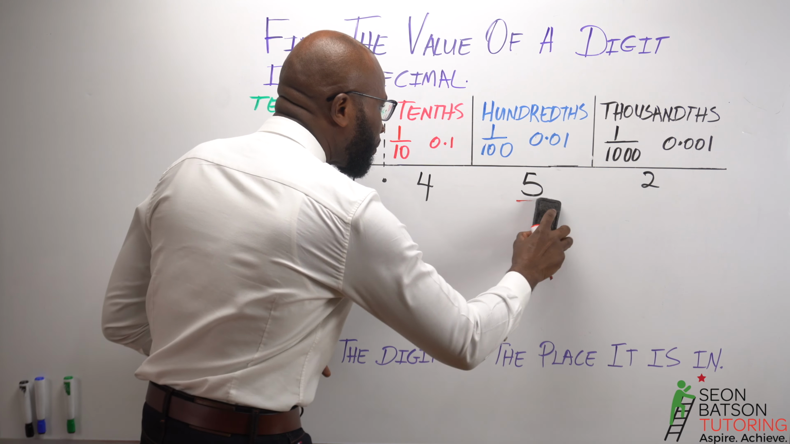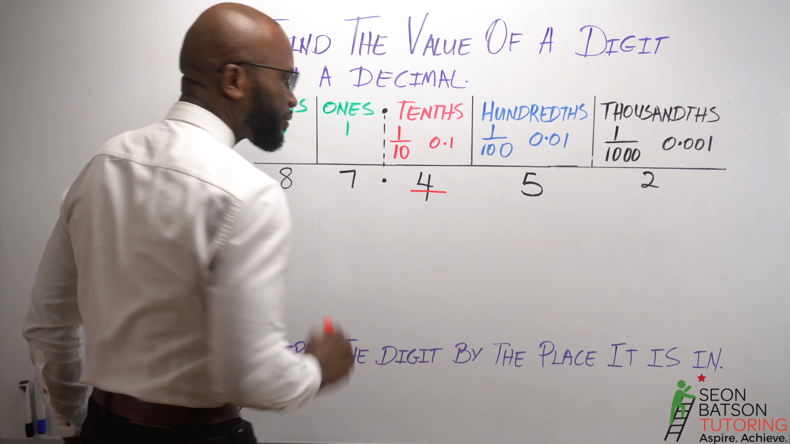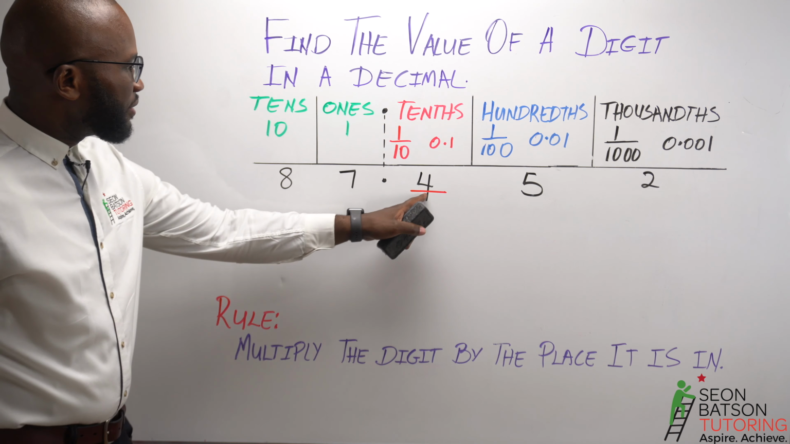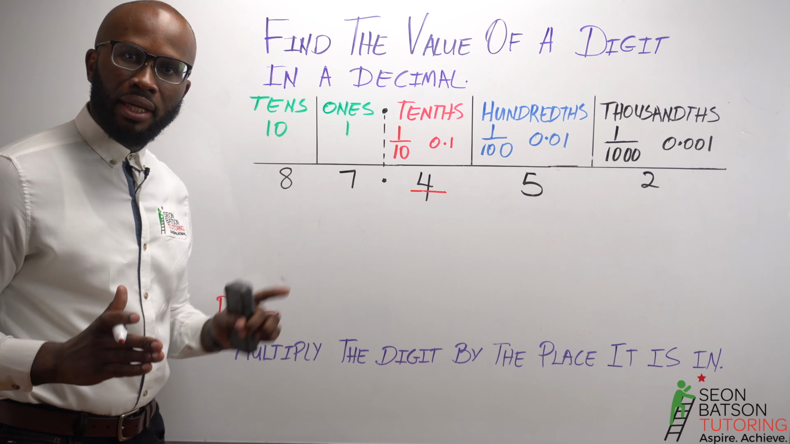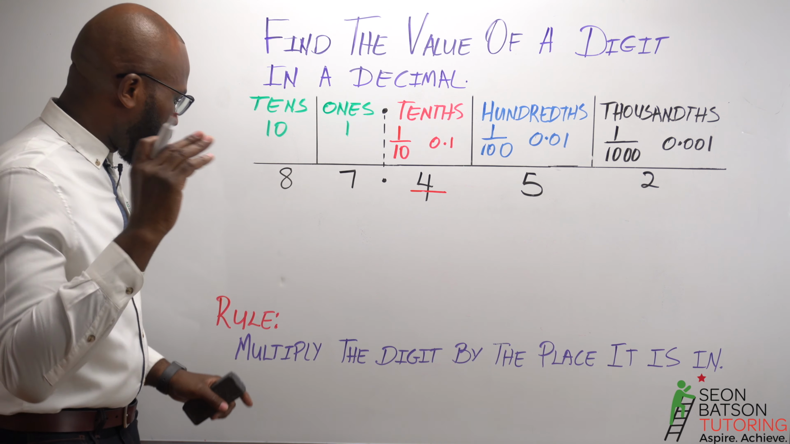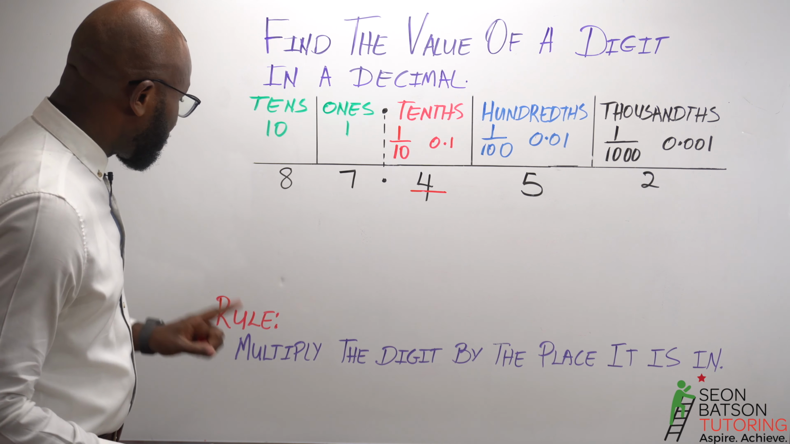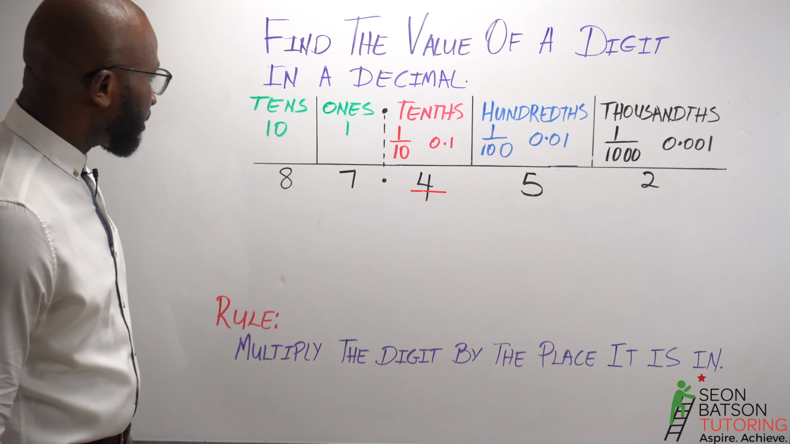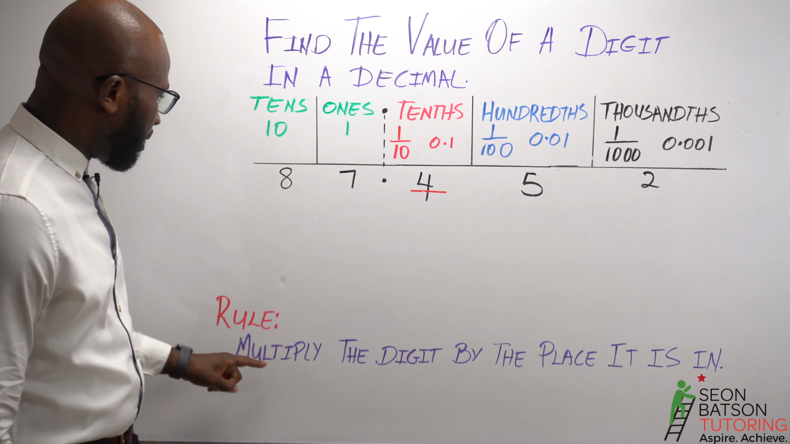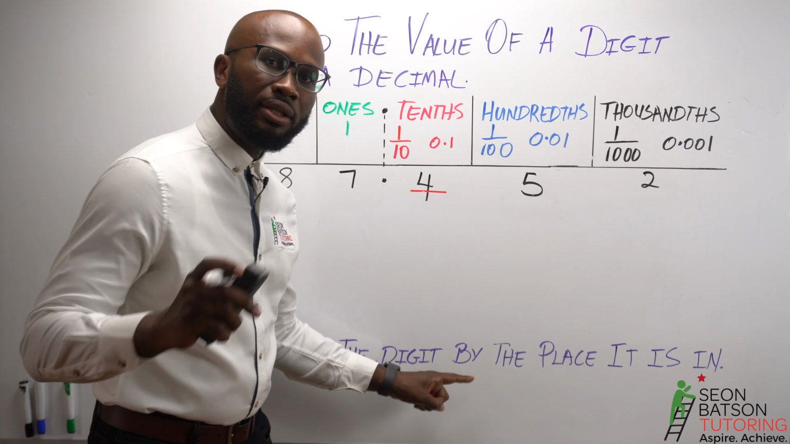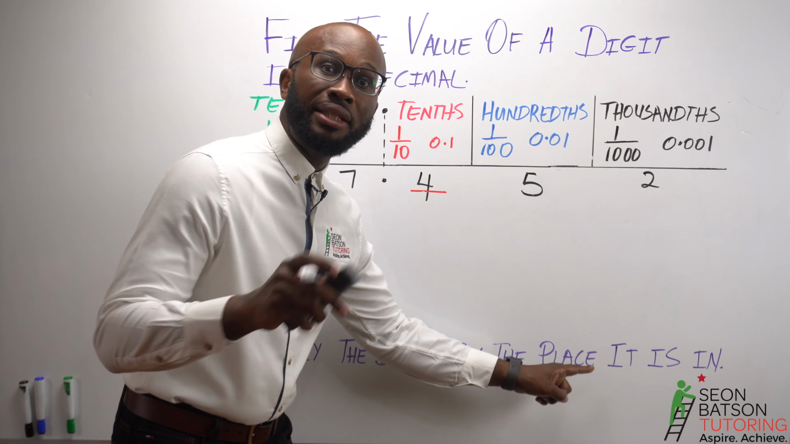All right. Now, what if I want to find the value of the 4? Let's find the value of this 4. Again, we always stick to the rule. You should always follow the rule. What does the rule say? The rule says that to find the value of a digit in a decimal, simply multiply the digit that you are trying to find the value of by the place that digit is in.